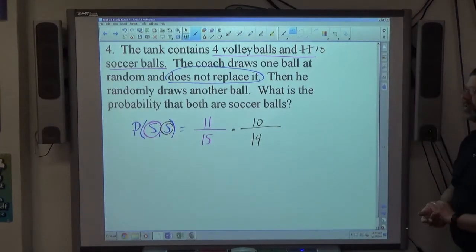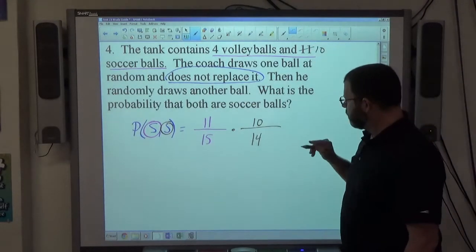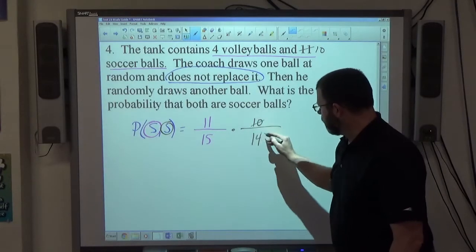And then we simply reduce and multiply, if possible, reducing. So 10 and 14 reduced by 2.